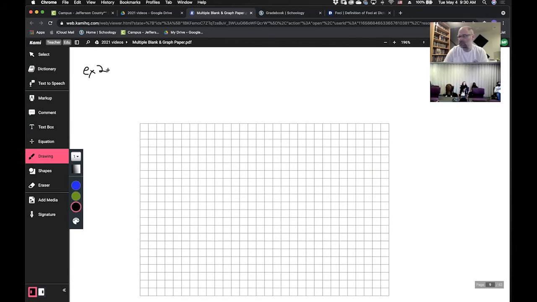Example 2. I want to graph 25x squared plus 9y squared equals 225. Well, first of all, this does not look like an equation of an ellipse. Remember, it's supposed to be x squared over something plus y squared over something equals 1. Well, let's try to get it in standard form, ellipse standard form.